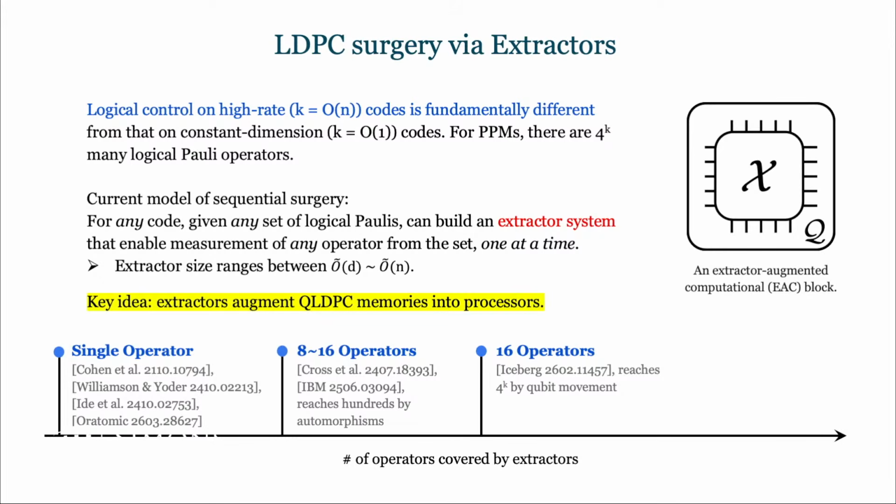But because they're on reconfigurable qubits, they can move the physical qubits around, and by doing that, they can access all 4 to the k operators. And finally, there are these full extractors, which are simply a single system that can measure any operator of your choice and doesn't require reconfigurable qubits. So this is one way to look at the logical control we have in these recent architectures.